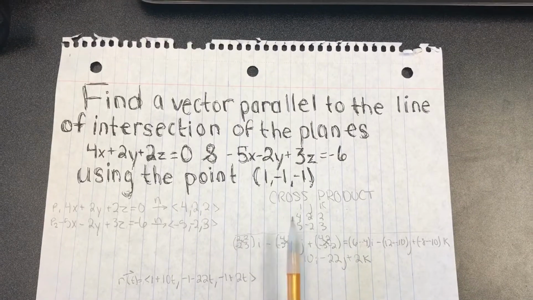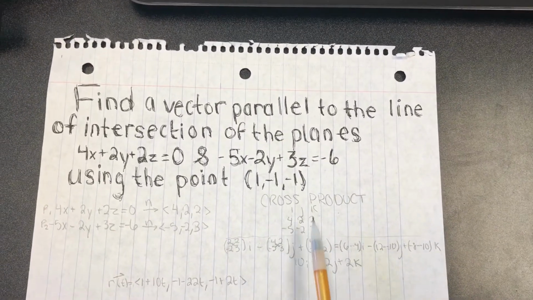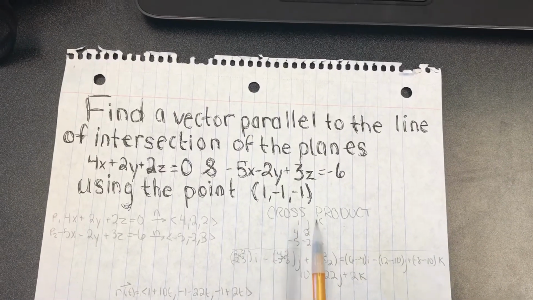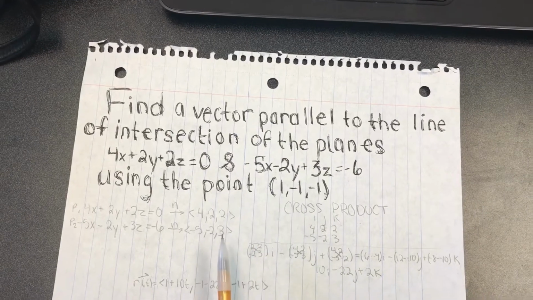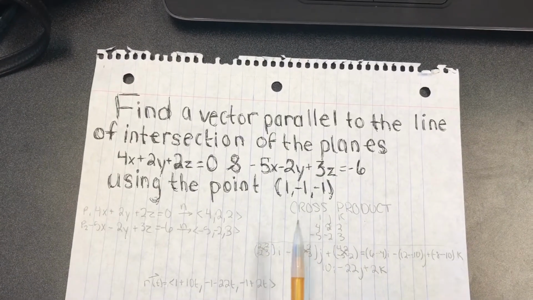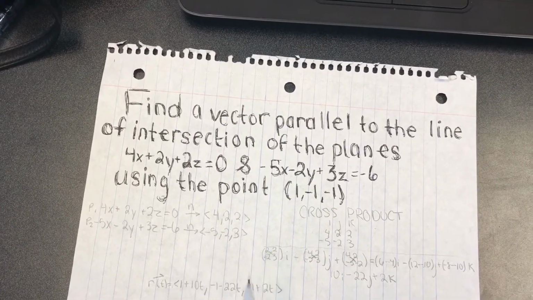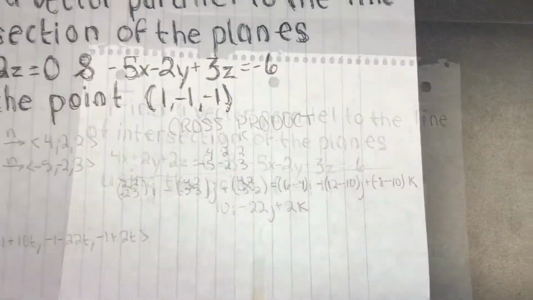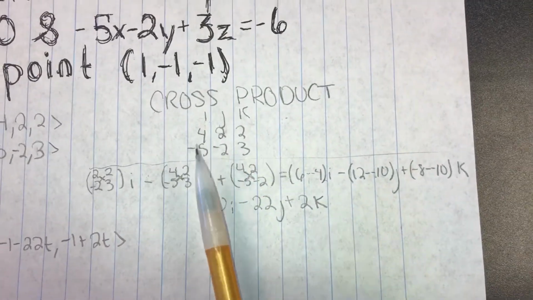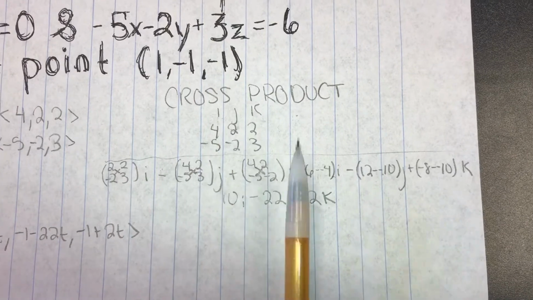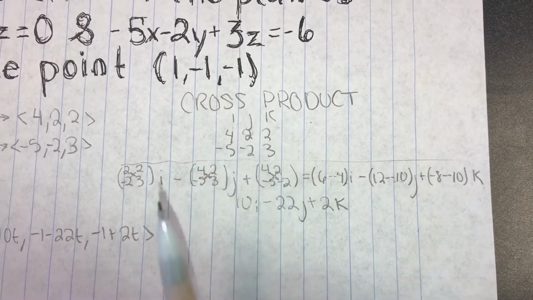So I went ahead and did the cross product. The reason you do the cross product is because it gives you a vector that is perpendicular to the normal vectors, and that vector will be parallel to the actual line where the planes intersect. So we're going to focus on the cross product. Like I said, because it is perpendicular to the normal vectors, it'll give us the parallel vector.